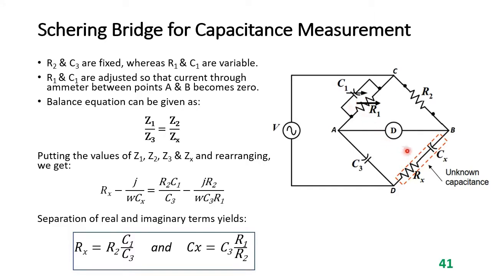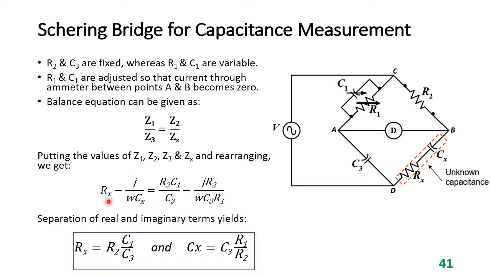When we apply force, change in capacitance occurs here. This causes imbalance of this bridge circuit. So we vary R1 and C1 such that this bridge becomes balanced. It will become balanced when this AC detector shows zero reading. So the balance equation of this bridge circuit can be given as Z1 over Z3 is equal to Z2 over Zx. Putting the values of Z1, Z2, Z3 and Zx and rearranging, we get this expression.